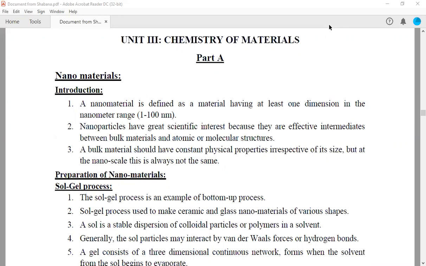Today, I want to discuss the chemistry of materials, in that, nanomaterials. What is a nanomaterial? Materials like metals, ceramic, polymeric materials, or composite materials with dimensions and tolerance in the range of 1 nanometer to 100 nanometers are called nanomaterials.